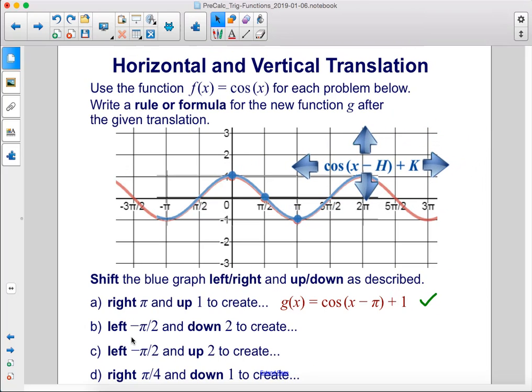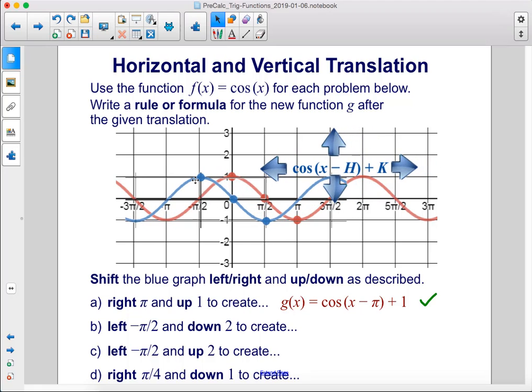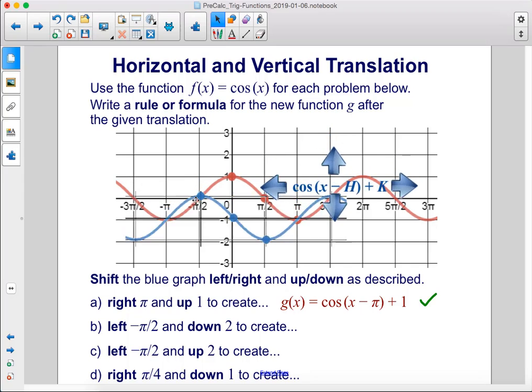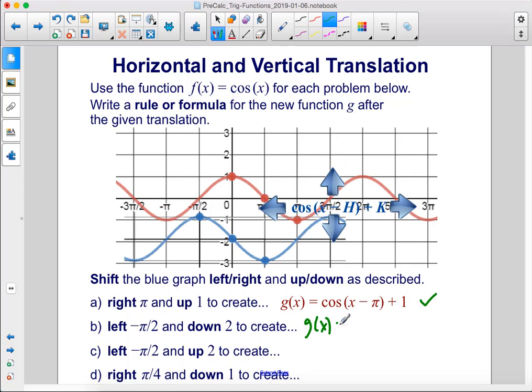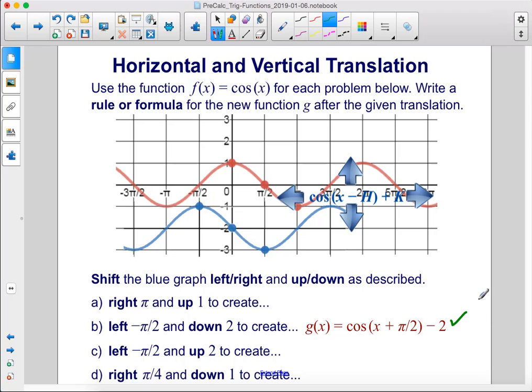We're going to go left, negative pi over 2. So pi over 2 is here. So negative pi over 2, and then down 2. The equation for this will be cosine of x minus negative pi over 2. So there's two negative signs. They turn into a plus sign, pi over 2, and then we're going down 2. All right, and there we go. Now we're moving back to the starting position.